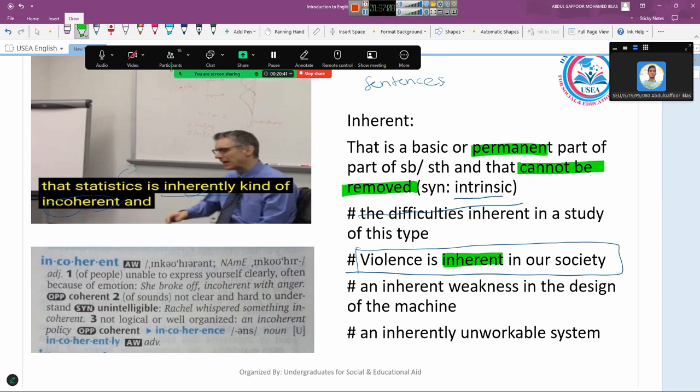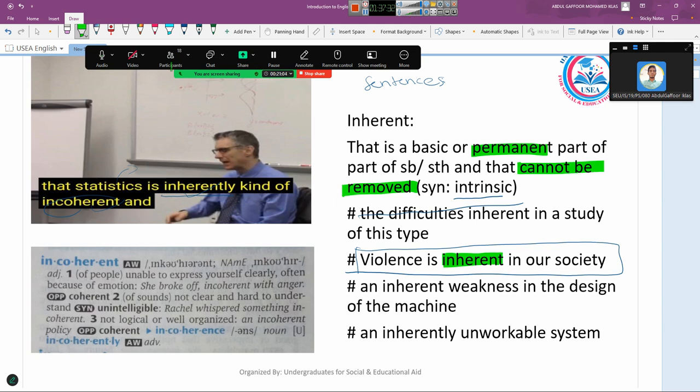Did you understand its meaning, or is it confusing? Tell me, is it confusing? No, right? Am I audible? Yes, right. Have you understood the meaning of this sentence? So hereafter, while you are talking to your friends, you can say, violence is inherent in our society.